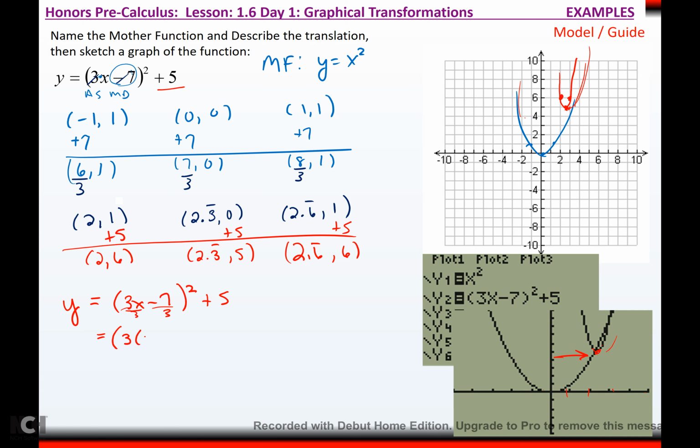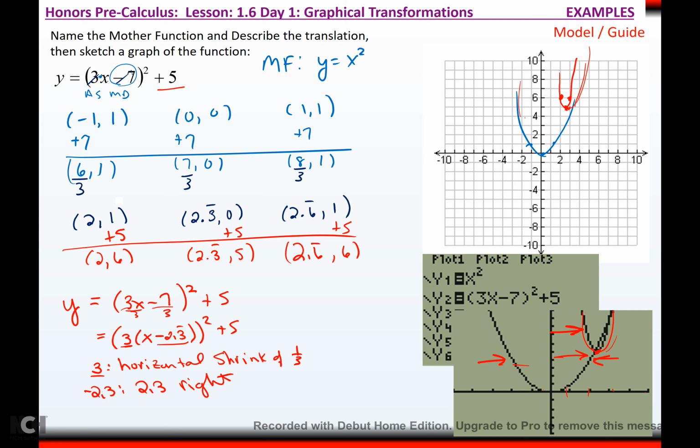And if I factor out 3, I get x minus 7/3, that's 2.3 repeating, squared plus 5. So what that means is, this 3 is inside parentheses, so that's horizontal. You'd think stretch because that's big, but it's actually going to be a shrink of, flip it over, 1/3. And look, horizontally, they shrunk this thing, which means it's going to be much thinner, and mine is. This says -2.3 means 2.3 units to the right. And notice that that's about what I went, 2.3 something. I didn't go 7. And that's why.